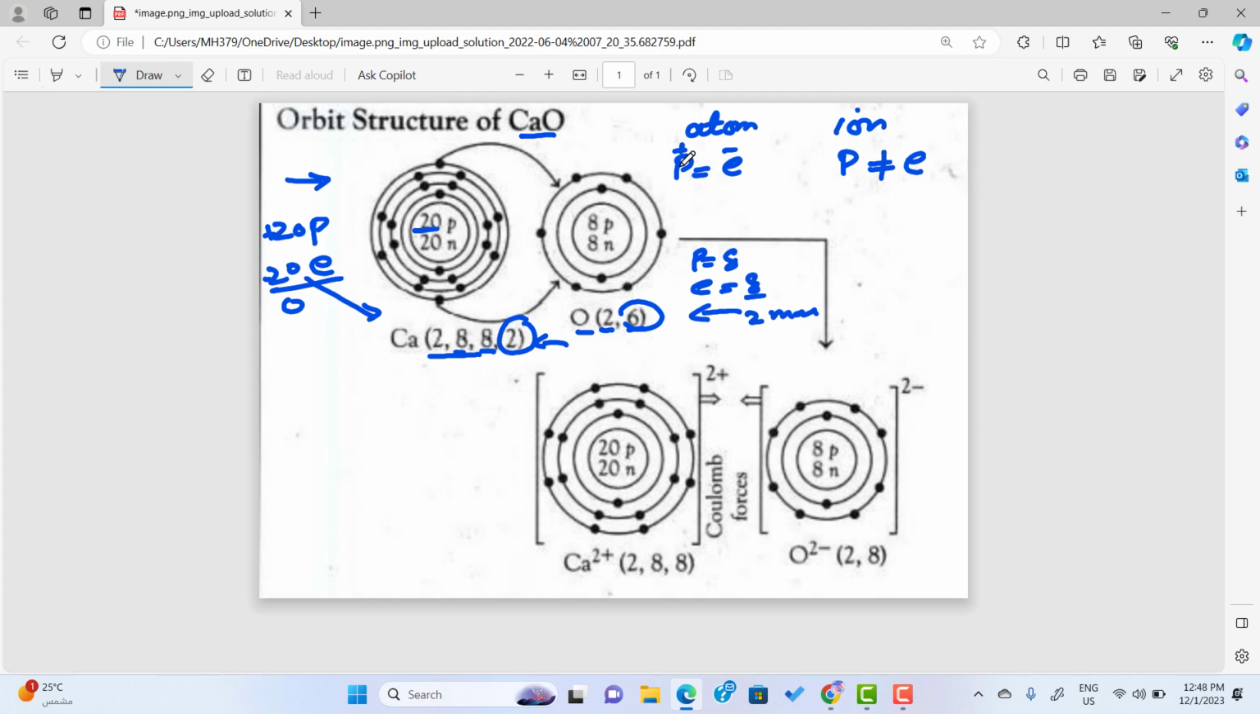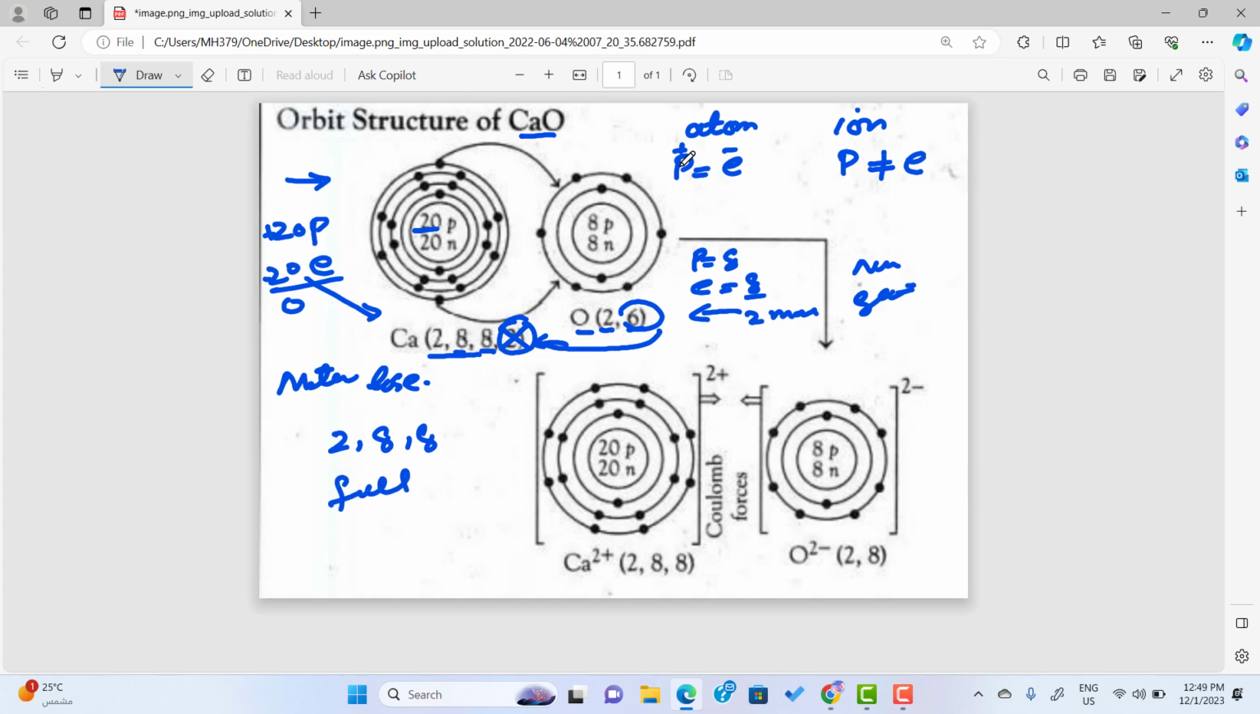These last two electrons will move from here, or transfer here, and come to oxygen. So when calcium loses these two electrons, calcium, as a metal, always, calcium is a metal and metal always loses electrons in ionic bonding. And non-metals always gain electrons. Got it? So when these two electrons move from here, this shell is finished now.